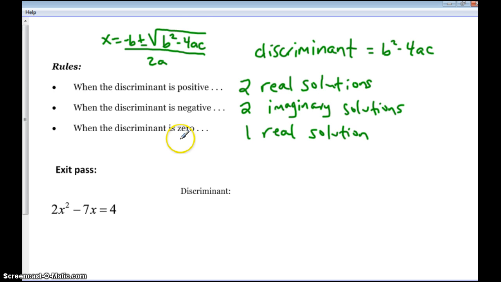Lastly, if our b squared minus 4ac became a 0, we would just have one real solution because you'd have a negative b plus or minus 0 over 2a. So you wouldn't be adding and subtracting anything. So there's only one real solution, and that would be an example of when the vertex is on the x-axis. So this vocabulary word discriminant, again, is the b squared minus 4ac, and when we find that number, it will tell us the kind of solutions we have.